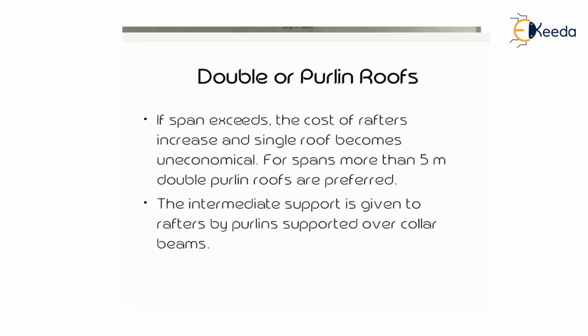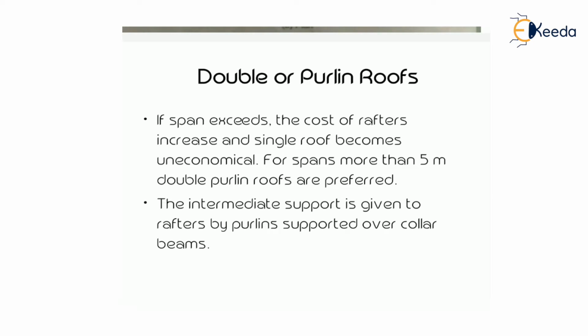For span more than 5 meter, double purlin roofs are provided. As the span is greater than for the single roof, we can say that a single roof is provided for a span of 5 meter or less. If the span exceeds 5 meter, in that case we require more rafters and it becomes uneconomical. In that case we provide the double purlin roof.